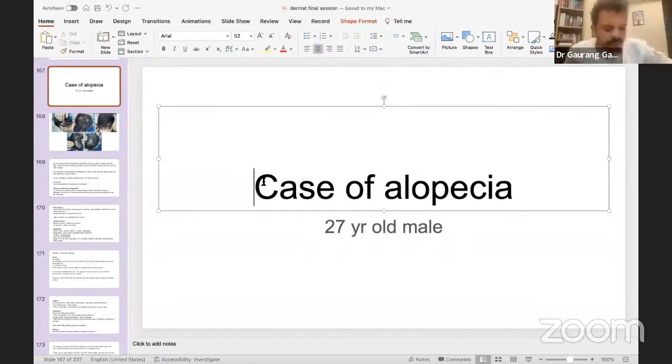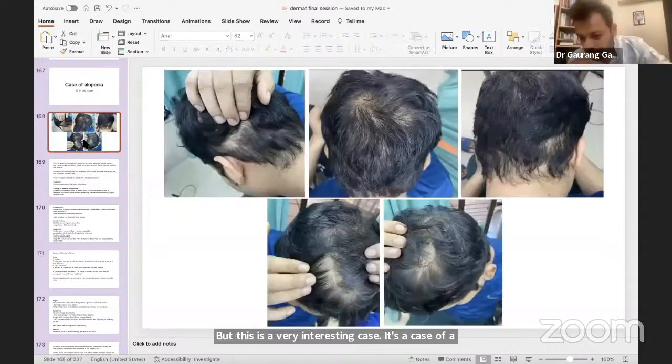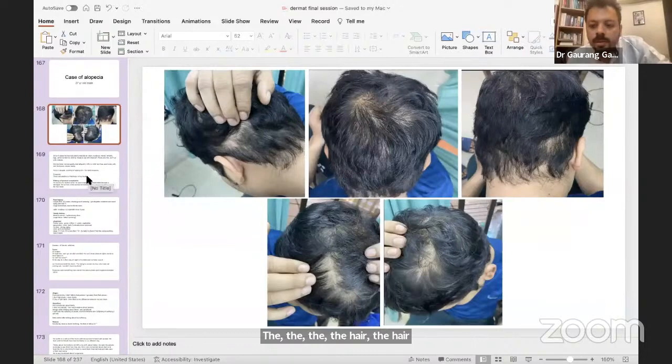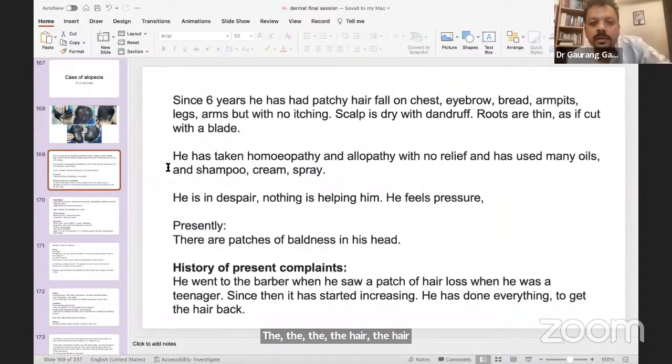Let's come to another case. So this is a very interesting case. It's a case of a 27-year-old man. And again, his problem was hair fall. And you can see the alopecia, the hair fall, the hair thinning. And he had patchy hair loss all over, on the chest, on the eyebrows, on the beard, in the armpits, everywhere. And he has taken a lot of homeopathic medicines.